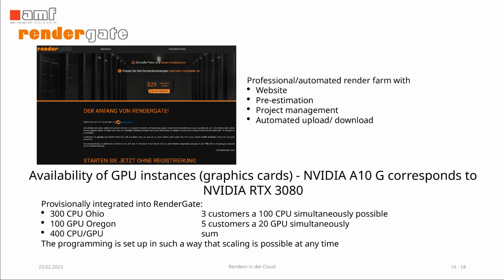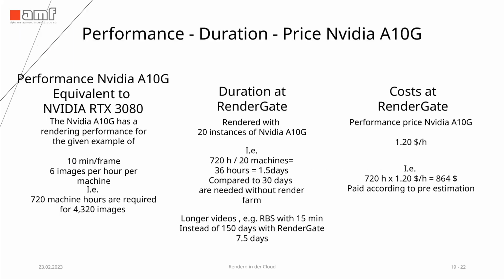Currently our render farm has 300 CPU machines with which 3 customers can render simultaneously, and we have 100 GPU machines with which 5 customers can render simultaneously. What graphics card are we using? We are using NVIDIA A10Gs, which are roughly equivalent to an RTX 3080.